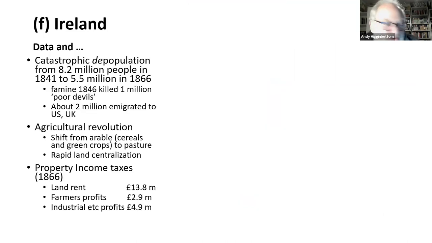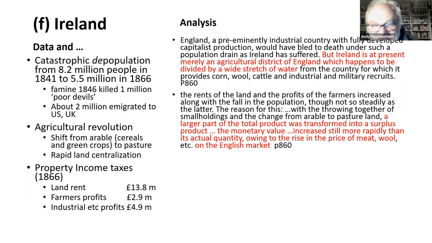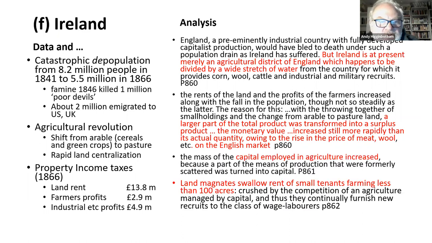Okay, now I'm in the last five minutes or so. I want to tell you what Marx has to write about Ireland. He documents the catastrophic depopulation. He explains why this has taken place, which is a shift into capitalist agriculture. And he looks at how much money the land and factory owning classes make. The biggest category of property income was actually from the land. You can see those figures there, massively so.